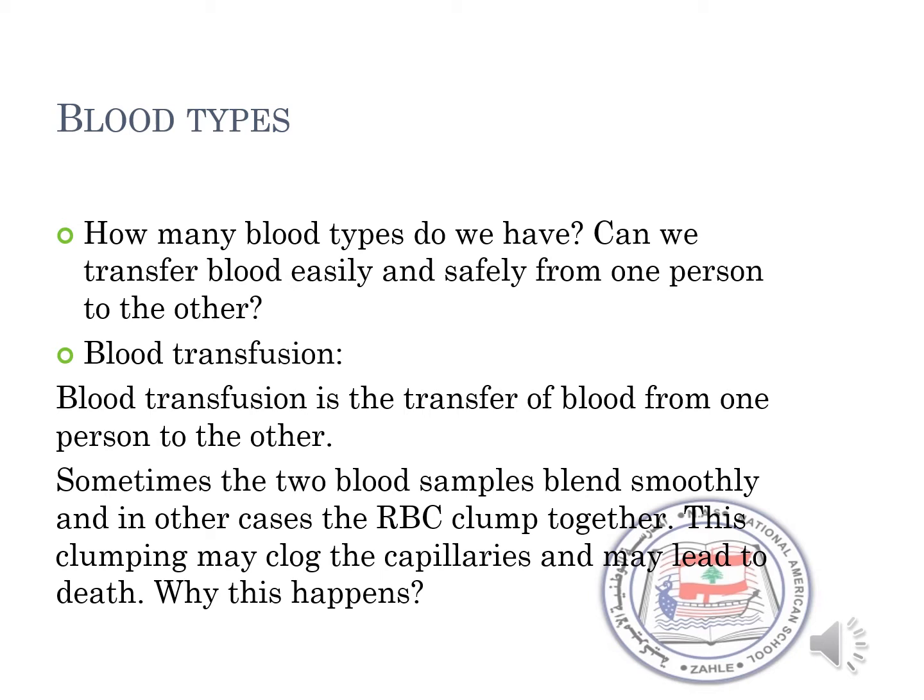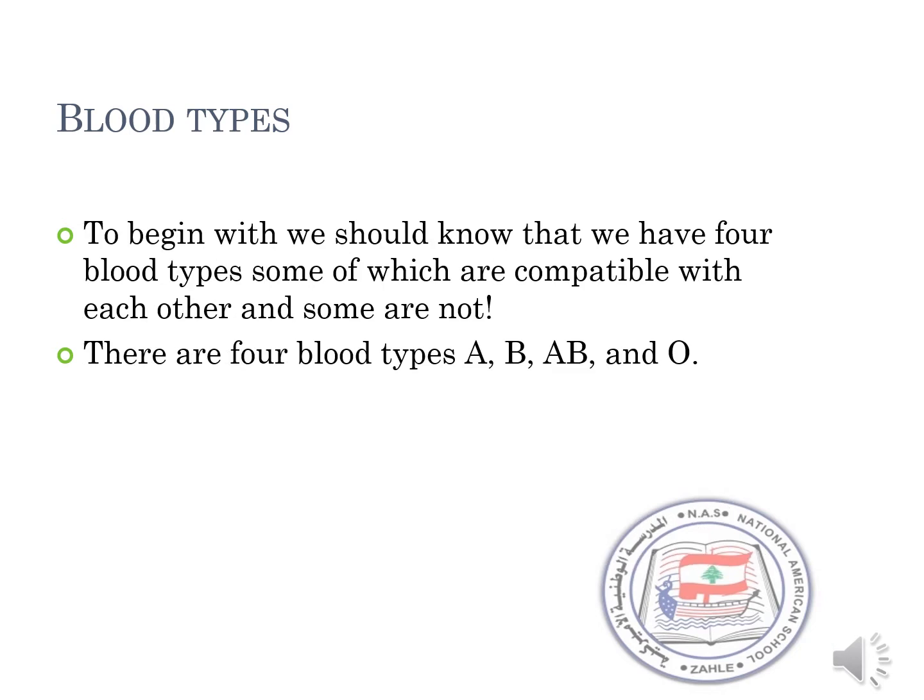Sometimes the two blood samples blend smoothly, and in other cases the red blood cells clump together. This clumping may clog the capillaries and may lead to death. Why does this happen? To begin with, we should know that we have 4 blood types, some of which are compatible with each other and some are not. The 4 blood types are blood type A, blood type B, blood type AB, and blood type O.